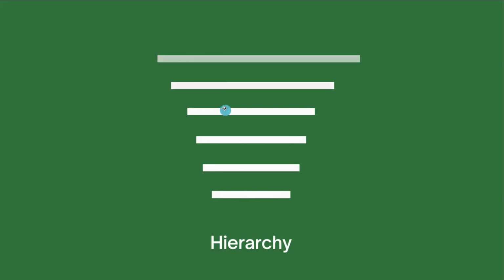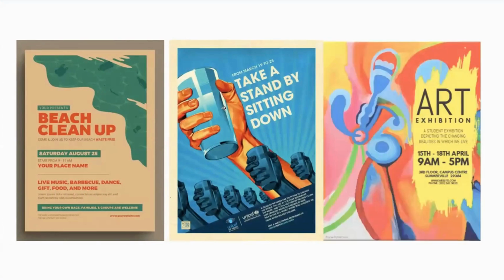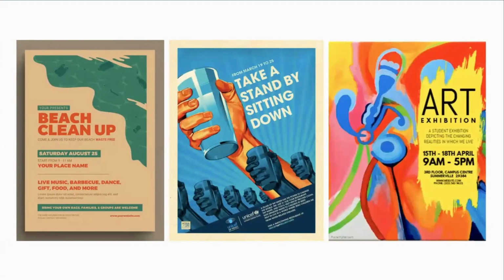So let's look at these examples. Here we have different kinds of posters that play around with hierarchy. For the first one, we can see here now the visual element that is larger is the headline and the visual.